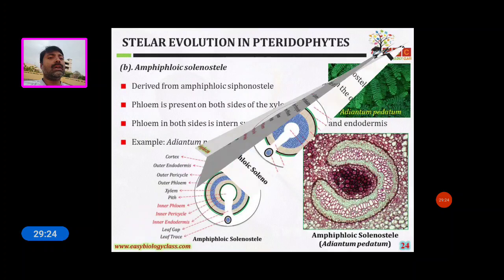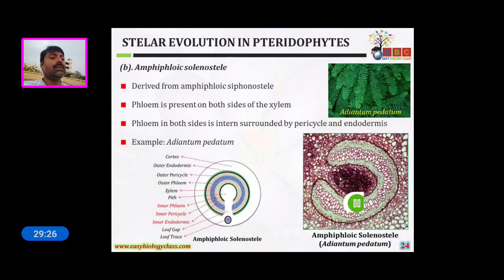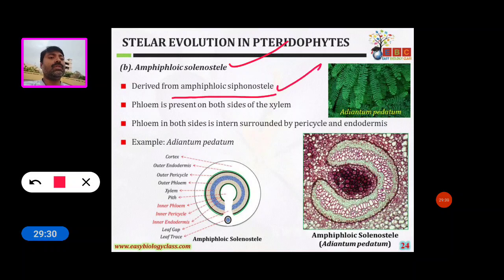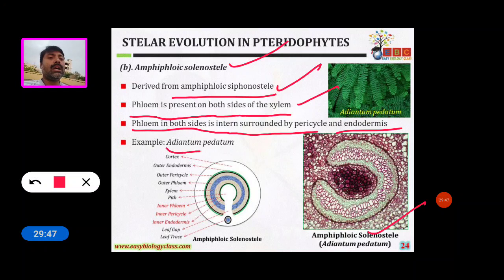And the next one is the amphiphloic solenostele. Amphiphloic solenostele is derived from the amphiphloic siphonostele. So in that, phloem is present on both sides of the xylem. The phloem on both sides is internal, surrounded by the pericycle and endodermis. This type of stele we can see in Adiantum pedatum.